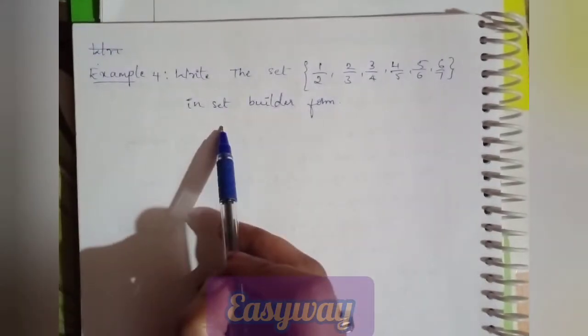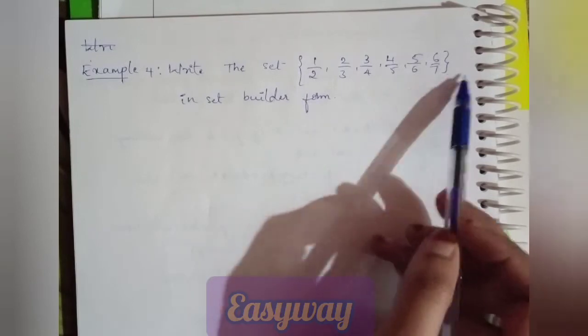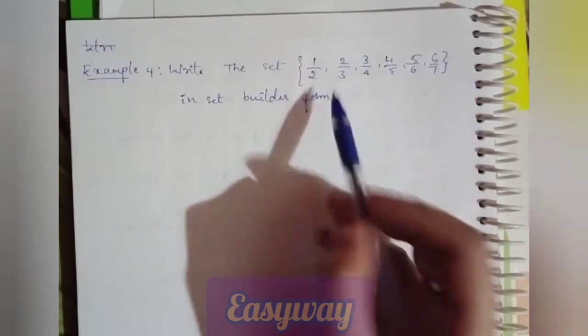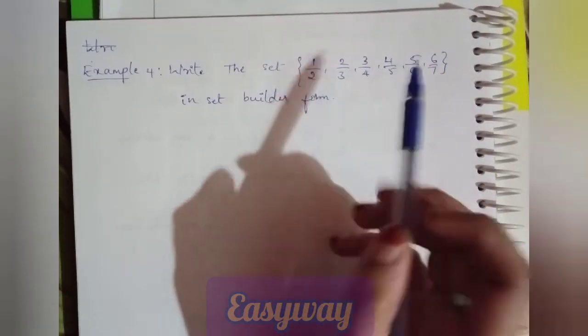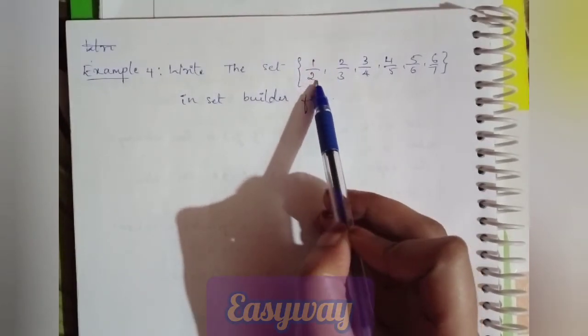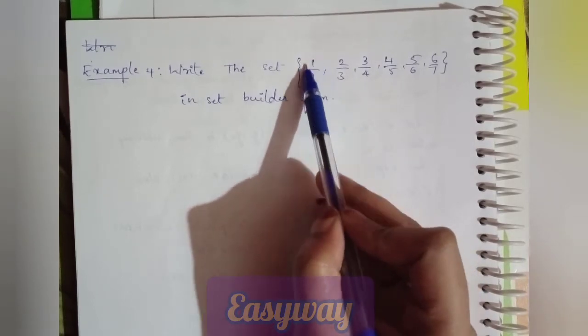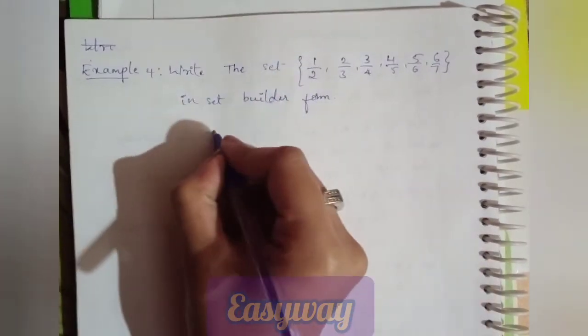So here they have given your question in roster form. We have to convert it in set builder form. In every roster number we can see that the numerator is one number less than the denominator. Let us consider numerator as n.